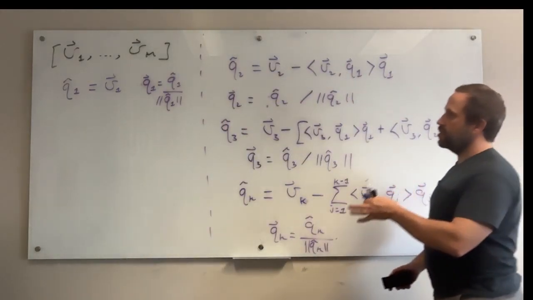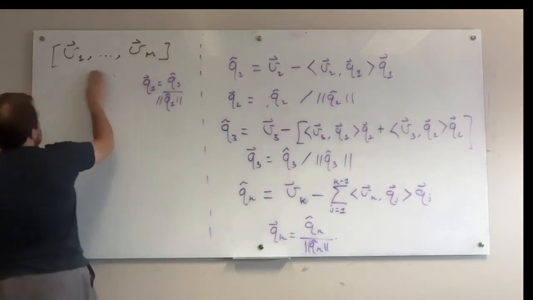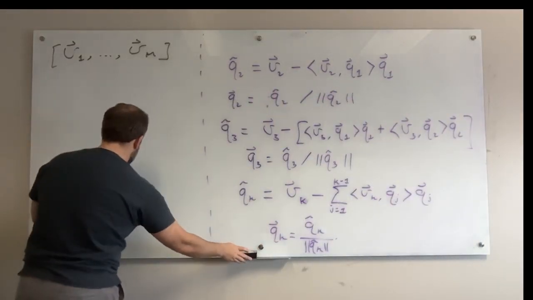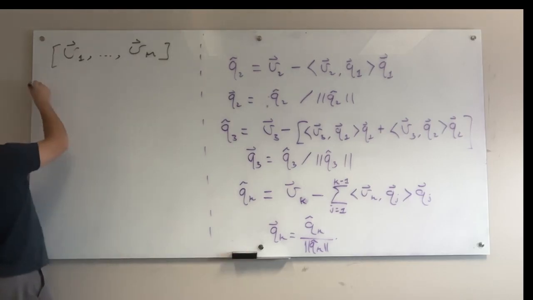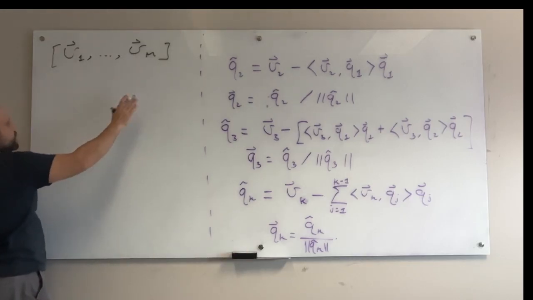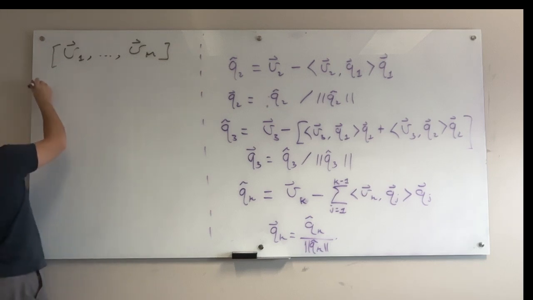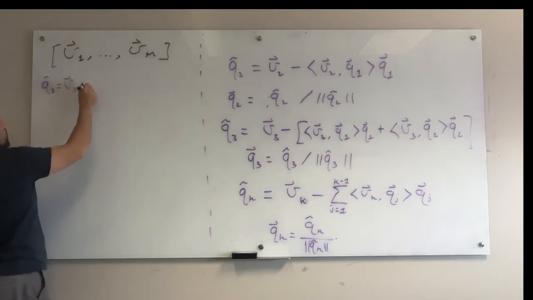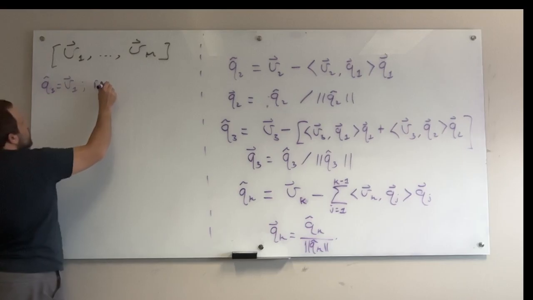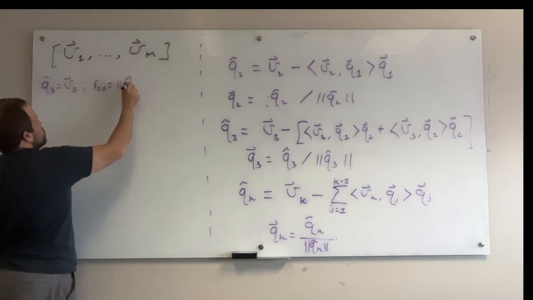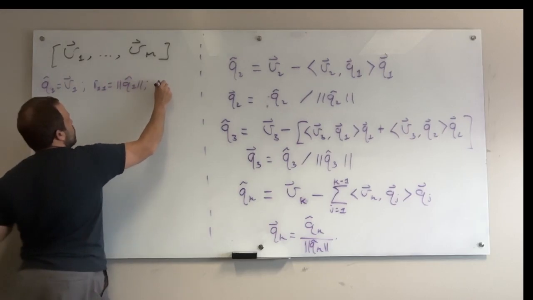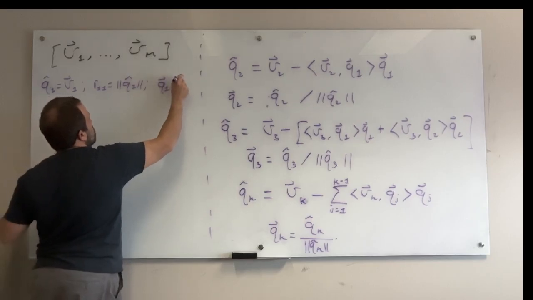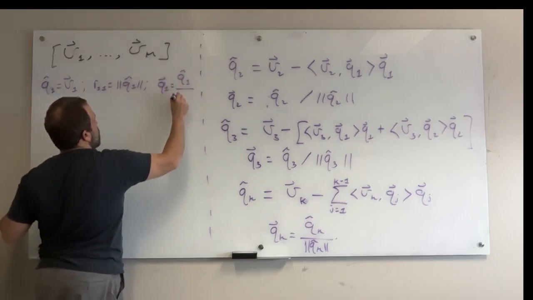Okay, so in general, I'm going to write the algorithm over here in the way that's more how we're going to think about it. There's an initialization step, and then there's going to be a loop. The first initialization step is we're going to say that q1 hat is equal to v1, r11 is equal to the magnitude of q1 hat, and then q1 is going to be equal to q1 hat divided by r11.